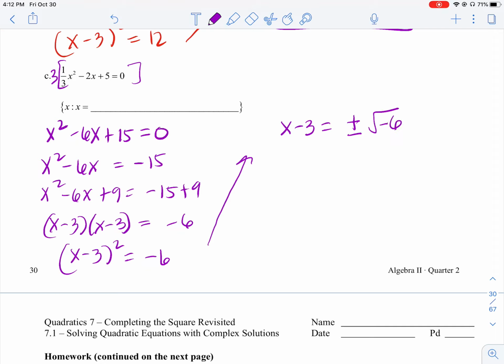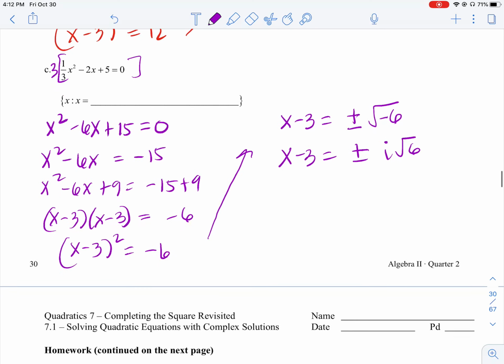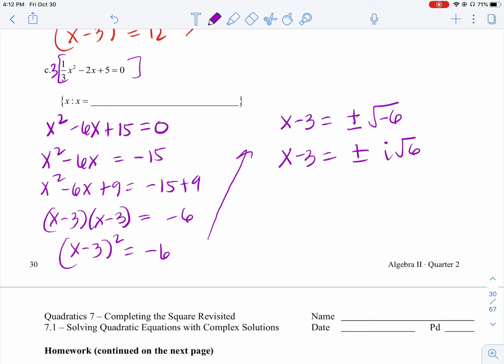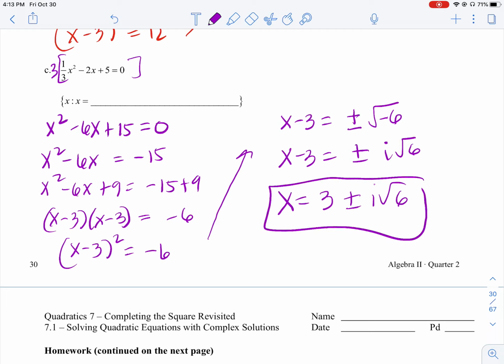Can we still simplify 6? Is there a double going on? 6 is just 2 and 3, right? So no double going on. If this was an 8, 4 times 2, yep, I could have simplified, but 6 you cannot. So you're just going to leave it. But there is a negative, so you're going to get rid of the negative, and that's negative 1, which means, the square root of a negative 1 means i. So our final answer would be 3 because you're adding 3 on both sides. So you have x equals 3 plus or minus i square root of 6.